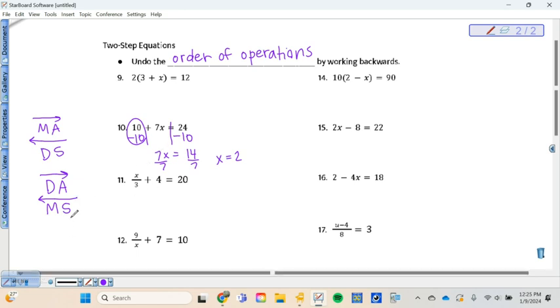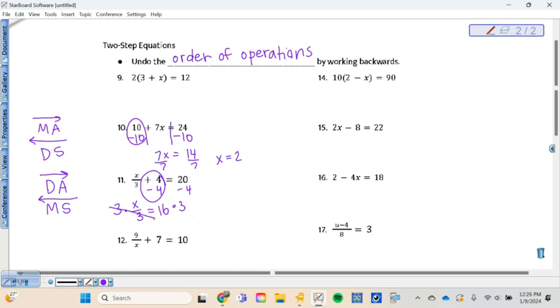So what do I need to subtract in number 11? Got 4, right? Plus 4, so the opposite would be minus 4. Minus 4. 4's cancel out. And we've got x over 3 equals 20 minus 4. Very good. 16. Okay, now I undo the division by multiplying. So what do I need to multiply by? 3. Good, 3.